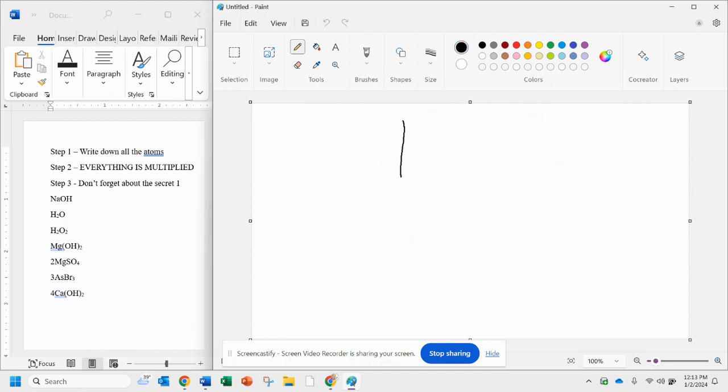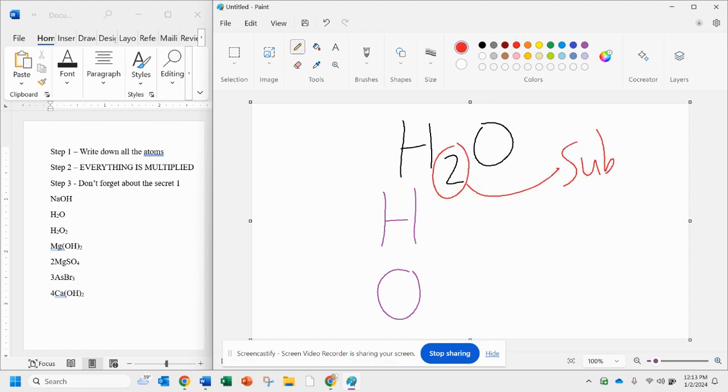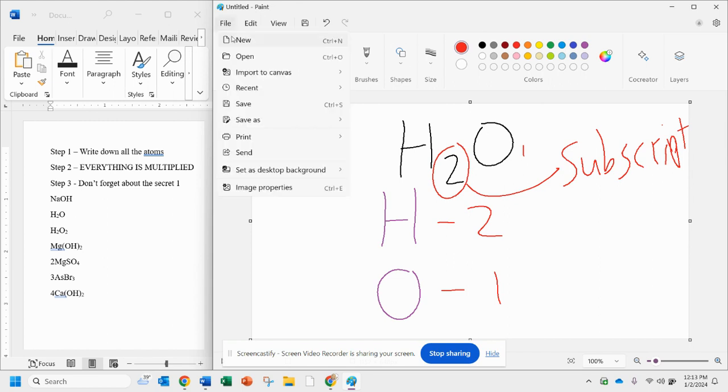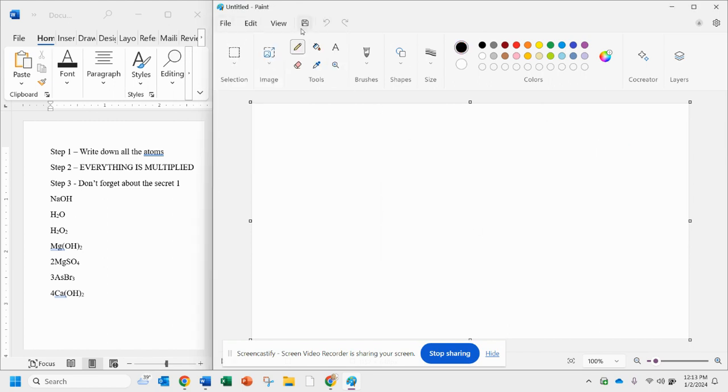Step two, we're going to do it again. Okay, we have good old water. Step one, write down all the atoms. We have H and we have an O. Okay, this right here is called a subscript, and we've seen these before. And there we go, subscript. And it means that we have two hydrogens. And remember, we have a secret one and one oxygen. Okay, so that should be pretty simple for you. You guys have been doing this quite a bit.